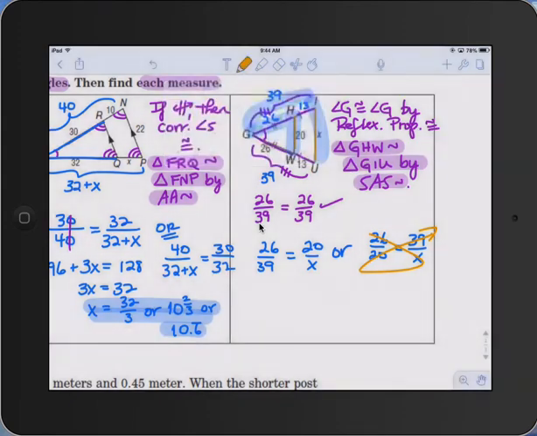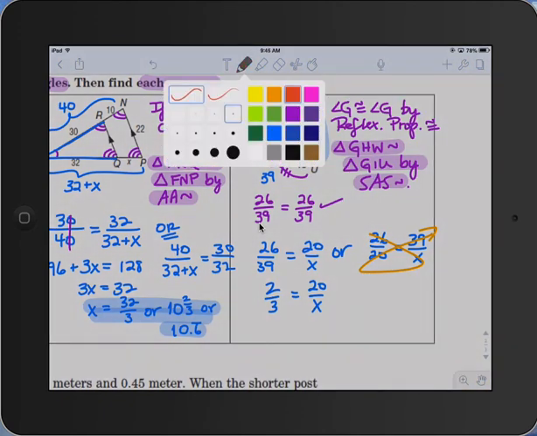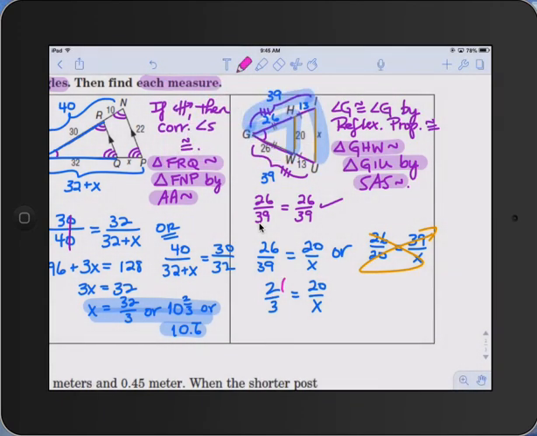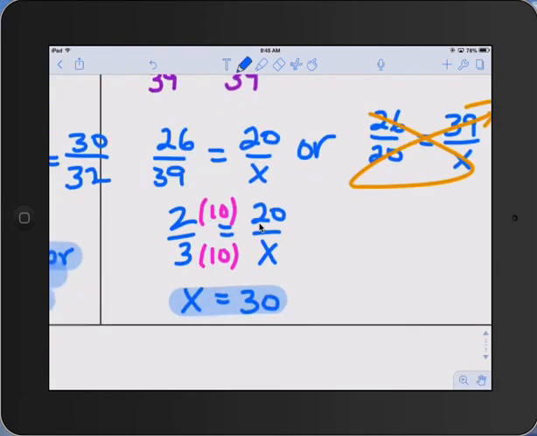Now I'm going to go ahead and simplify a little bit because 13 will come out of both of those. So this would be 2/3 equals 20 over x. Obviously you'd be multiplying by 10 on the top, so you have to multiply by 10 on the bottom, which means x is 30. Or you can cross multiply if you want. So you can say 2x equals 60, x equals 30.